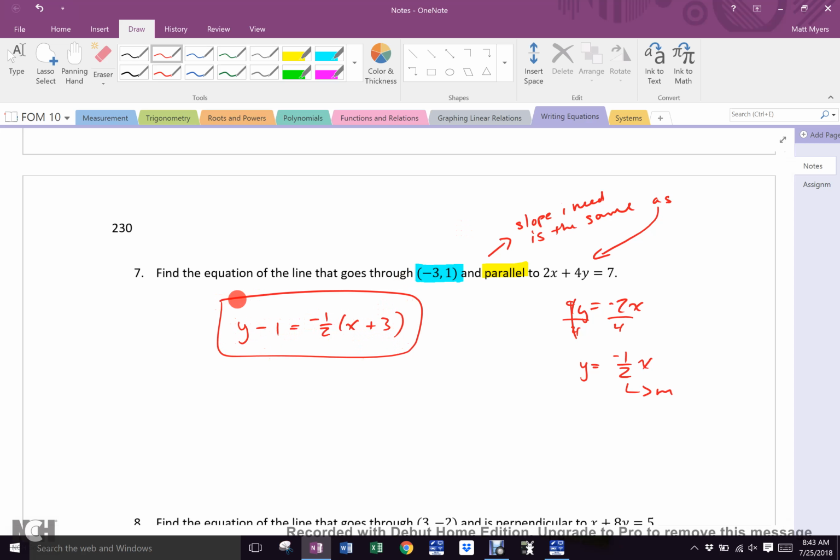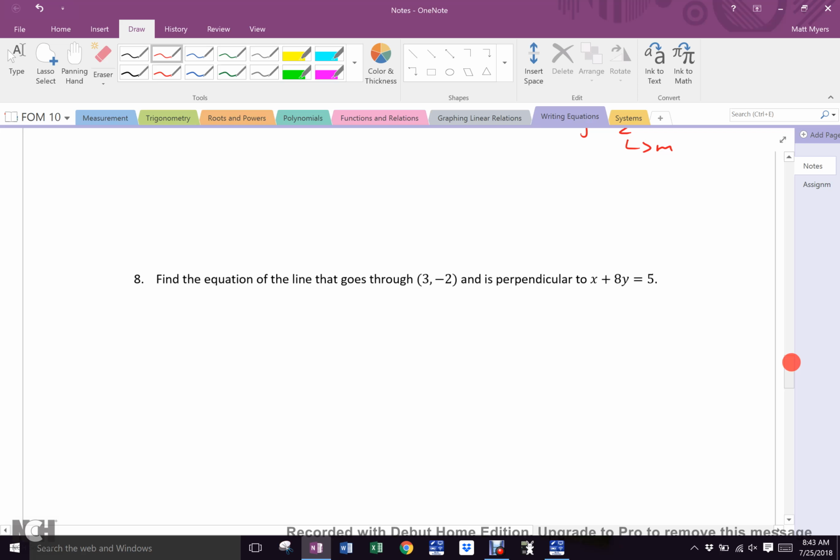All right, show me what you know. Do 8. Oh my God, Mr. Myers, it's so hard. Except it's not. It's exactly the same as 7 with one word difference, which requires you to know one different concept to do the whole question. Go.